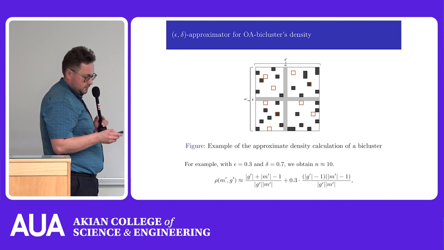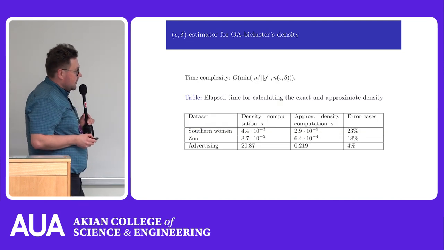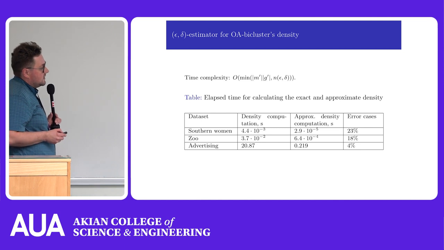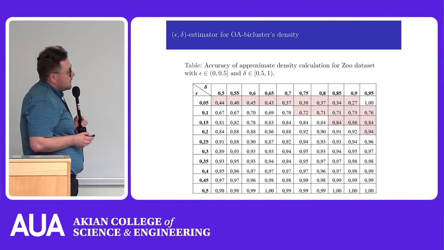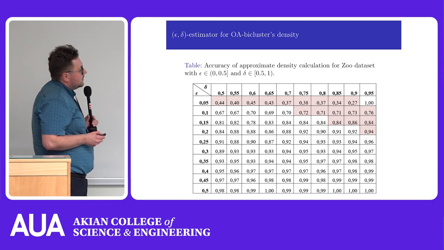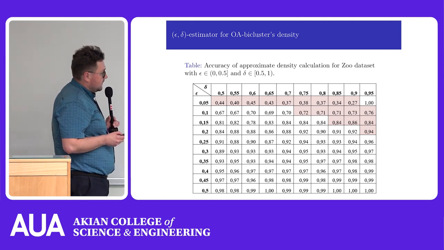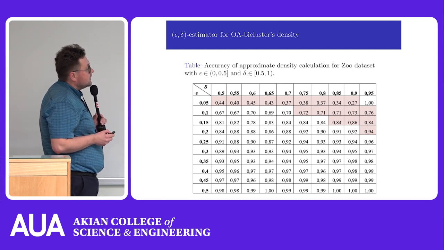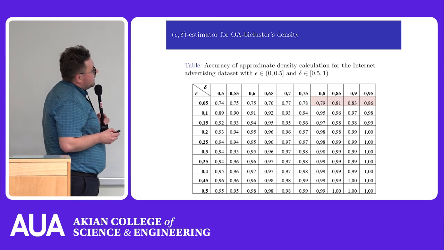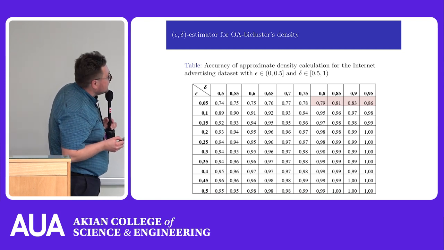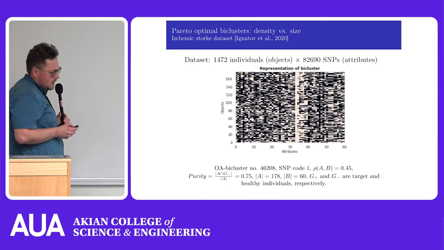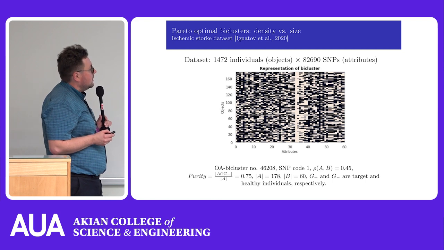We tested the approach on three data sets, Southern Women, Zoo, and Advertising. The greater the density of the data set, the greater the accuracy. Here you can see in white cells where the theory agrees with experiment, for which data set, actually the Zoo data set. This is for Internet Advertising. For Southern Women, it was not very stable.